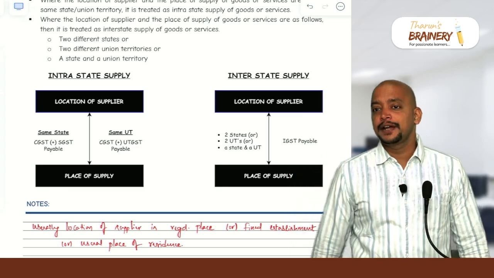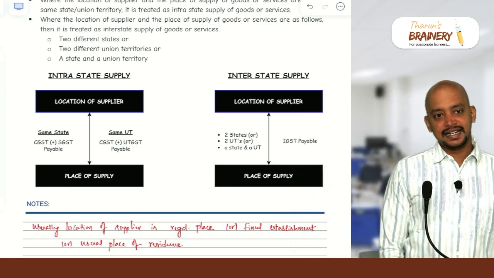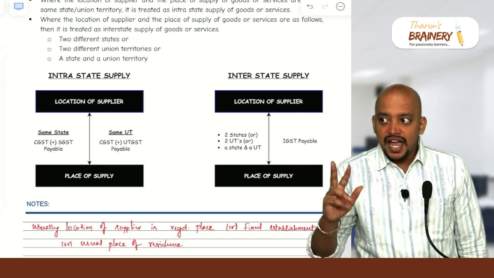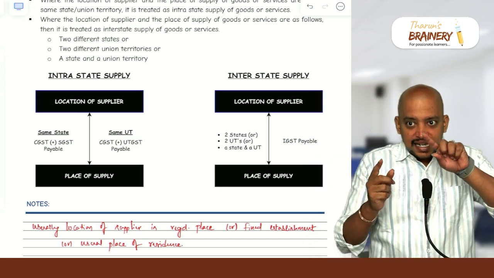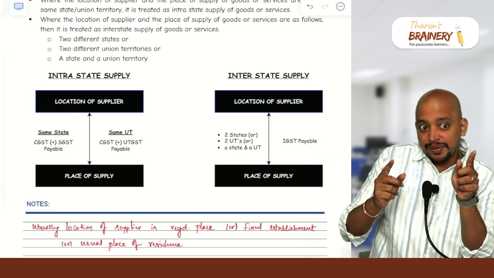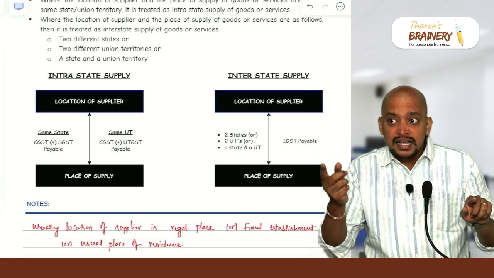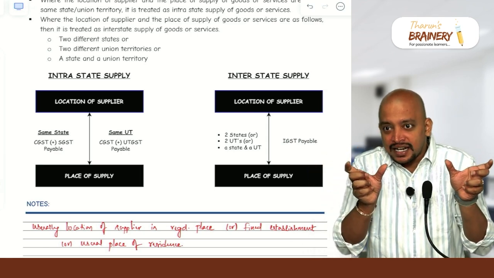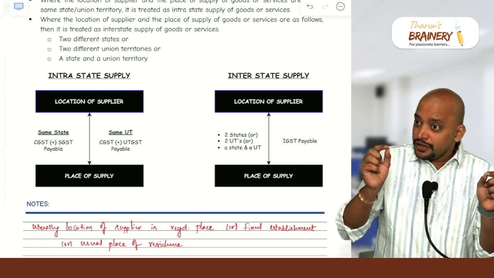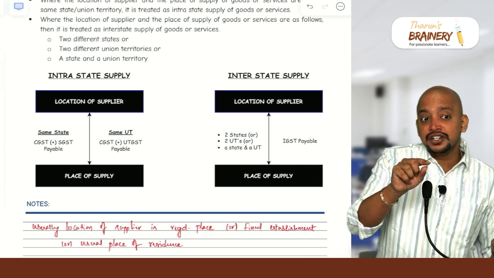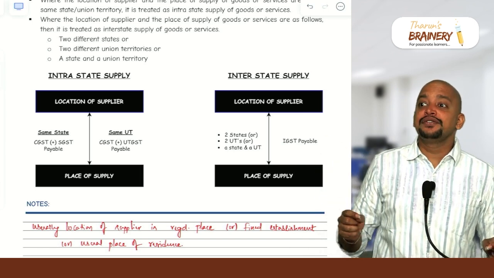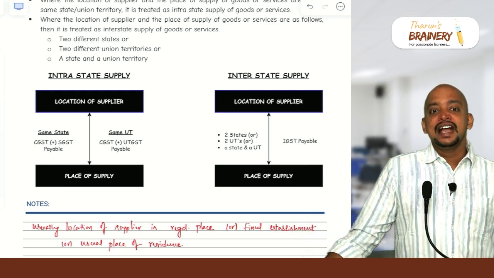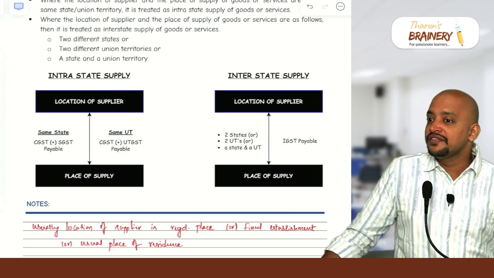Got it? Then IGST is levied by the central government. Sir, in case of intrastate, we have two tax structures, correct? Either CGST plus SGST or CGST plus UTGST. So we have a dual GST model here. Yes or no? We have a dual GST model. But in case of interstate, do we have a dual GST model? No. There is only a single GST. What is that single GST? IGST. And who will be levying it?